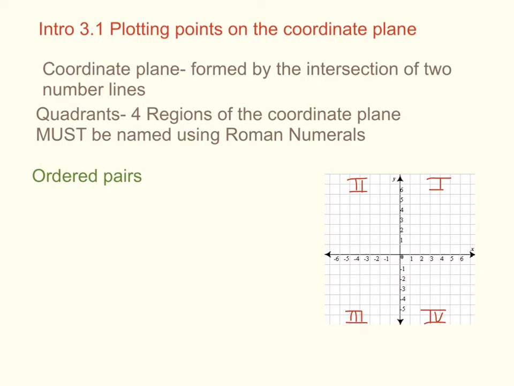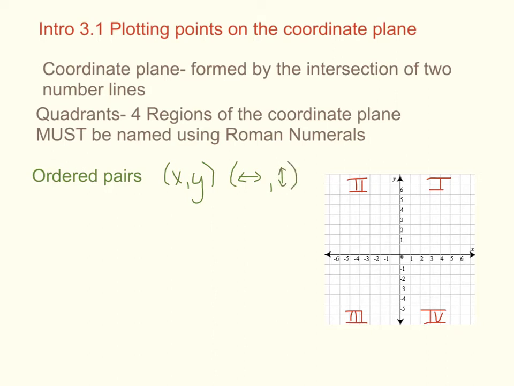And when we do that, we use ordered pairs. Ordered pairs are always in parentheses, and they're always listed as X and Y. X is our side-to-side axis, Y is our up and down one. So when we go to plot points, we're always going to go side to side first, and then we're going to go up and down.